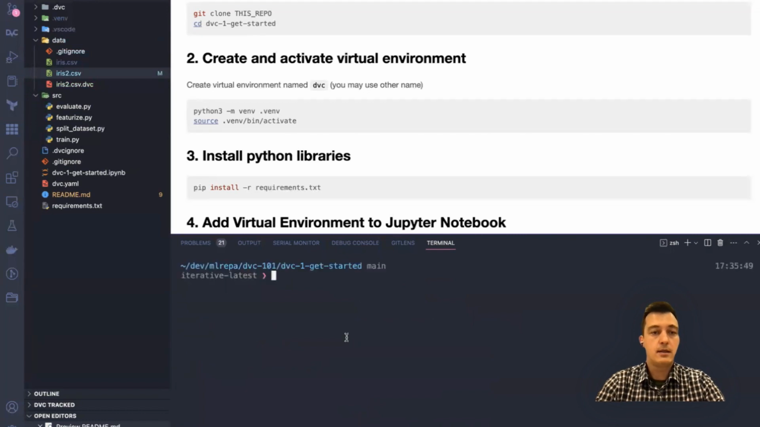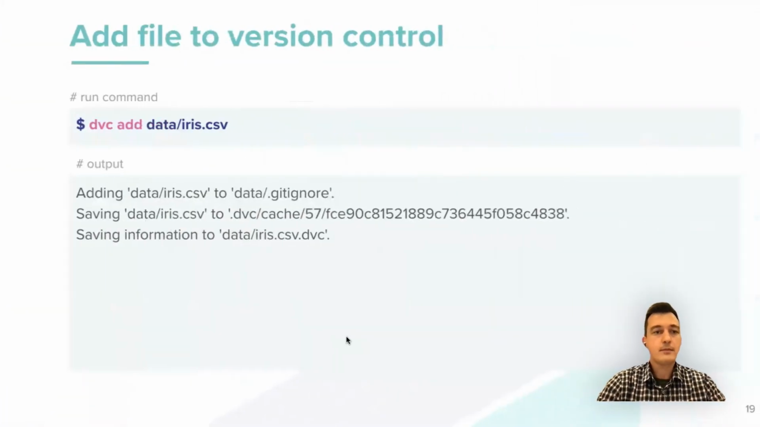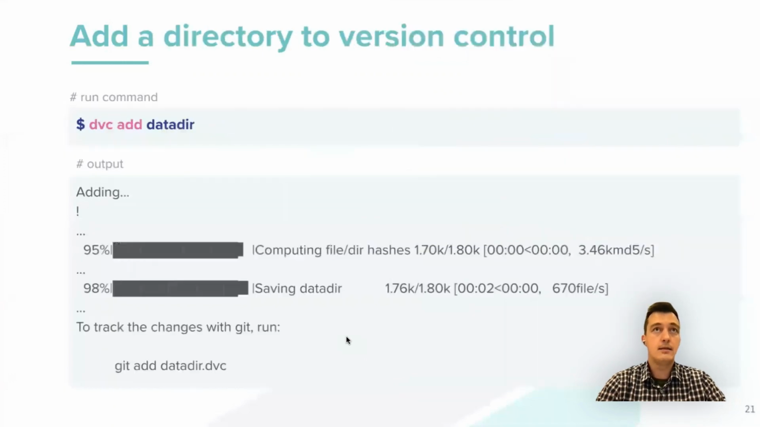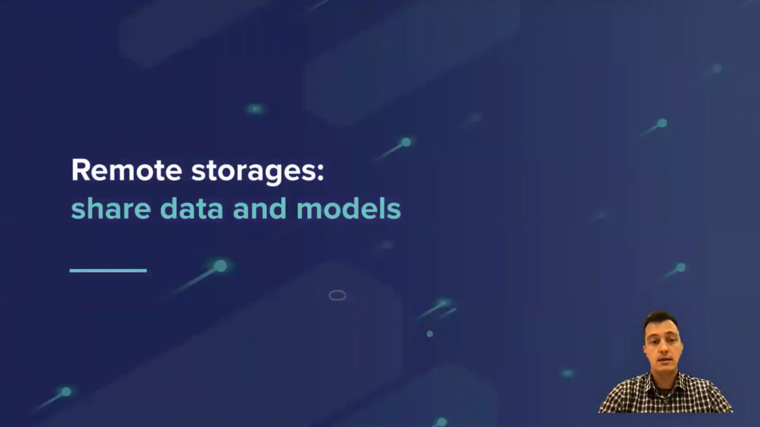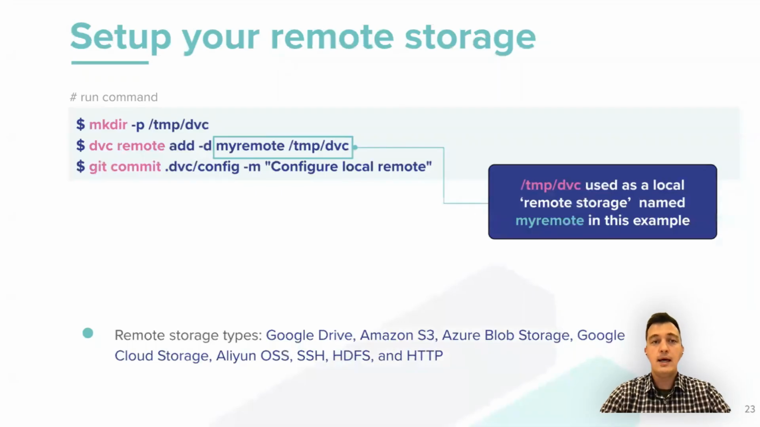Actually, that's it. What can we do next? Next, we can do the same with any directory that we have in our workspace. Using the same command, we can add a directory to version control. You can share this data, models, or any other files with your colleagues. To do this, we can use remote storage. Remote storage is a place where DVC can put this version of the file, keep it there, and when you need it, you can just download it from there.